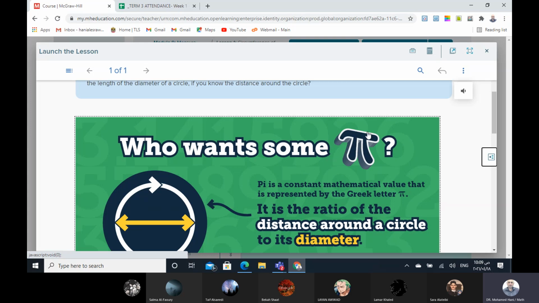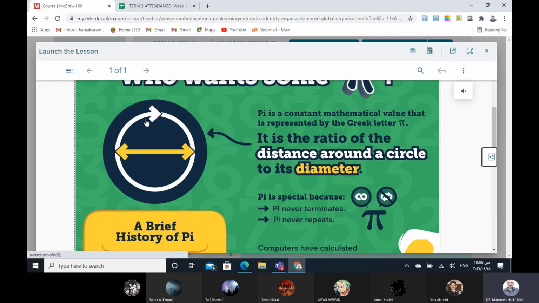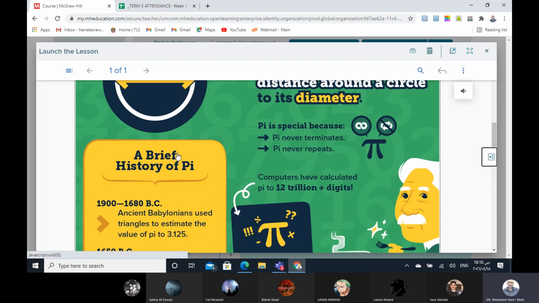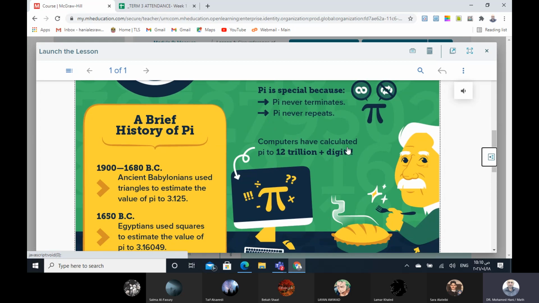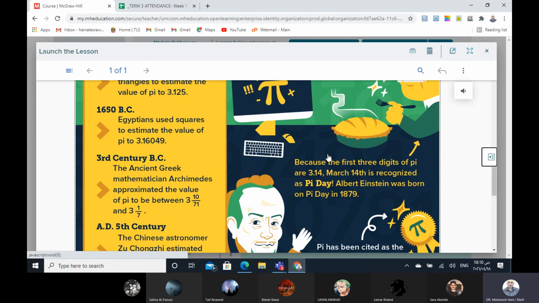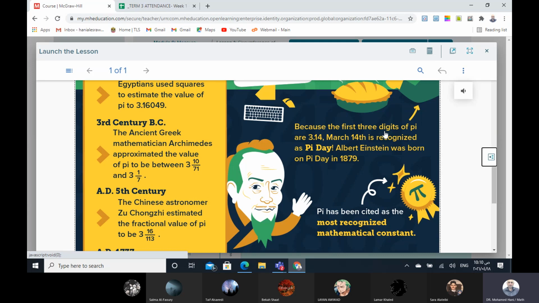So, what's the meaning of pi? Pi means the ratio between the circumference and the diameter. Pi is special because pi never terminates and never repeats. Computers have calculated pi to 12 trillion plus digits. The first three digits of pi are 3.14. March 14th is recognized as Pi Day. Albert Einstein was born on Pi Day in 1879.